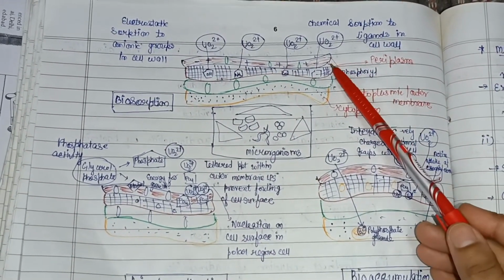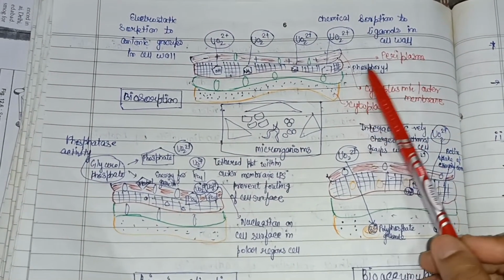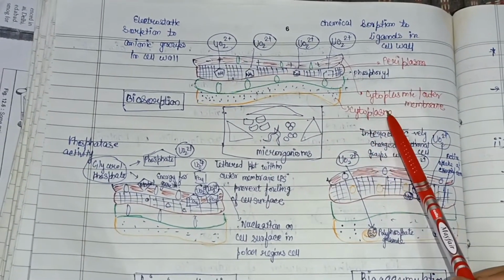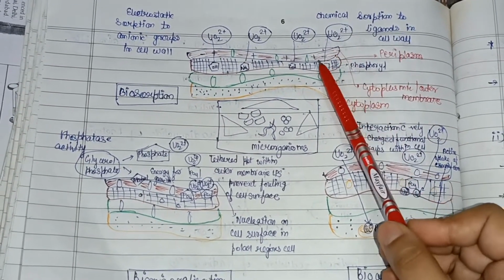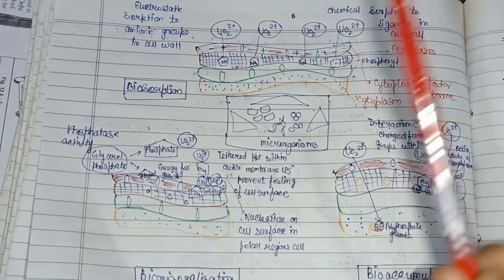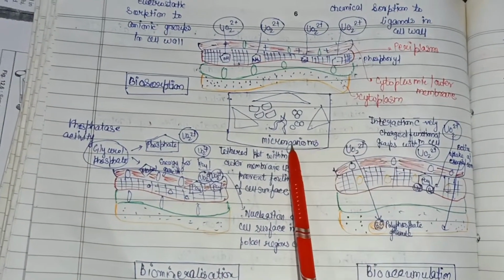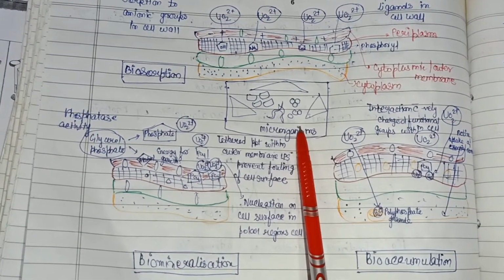This is the upper layer, that is known as the cytoplasmic or the outer membrane. This is the periplasm, this is the cytoplasm. Chemical absorption to the ligands in the cell wall, that is these are the ligands that will be absorbed to the cell wall. Then microorganisms of various kinds, basically the bacteria, are utilized in this process.